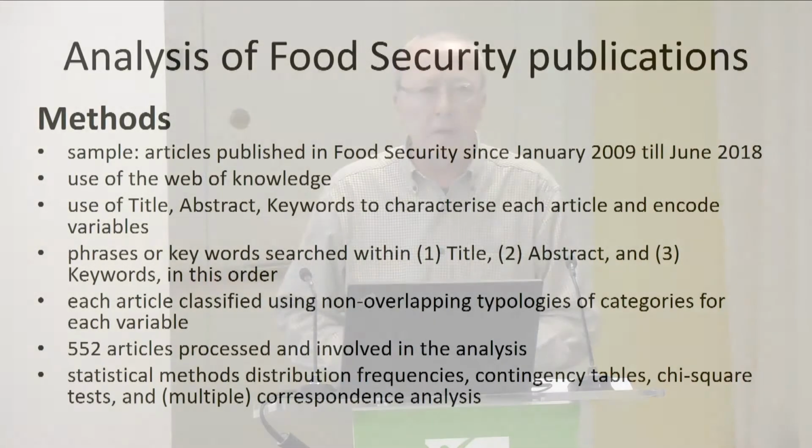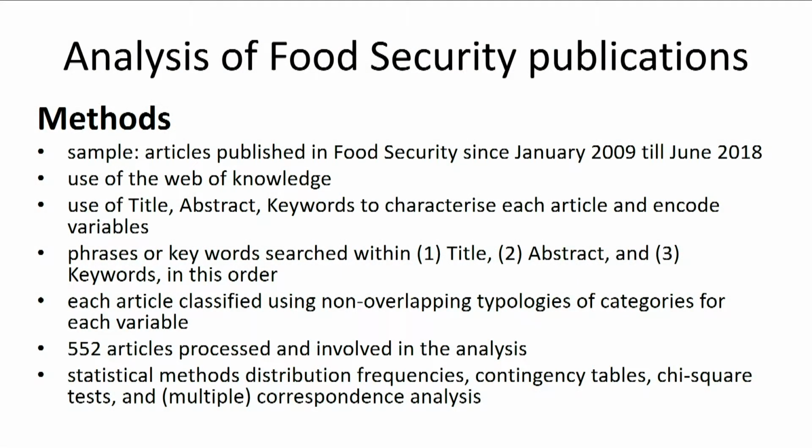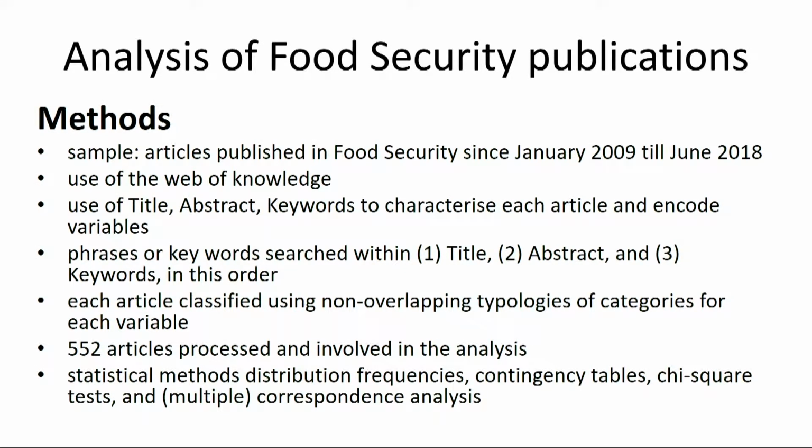And so I'll go quickly through the methods. I've used a sample of articles during the past 10 years. So I'm covering the entire publication record of the journal for the past 10 years. That's 500 plus articles which have been analyzed individually, each of them in terms of title, abstract, keywords. I've categorized the information. I've processed it the best way I could, and we can discuss that later.